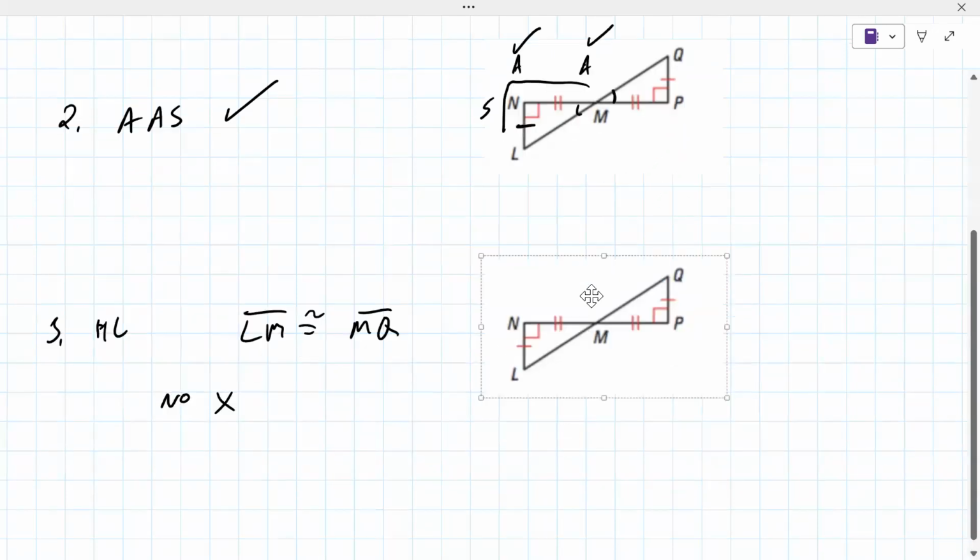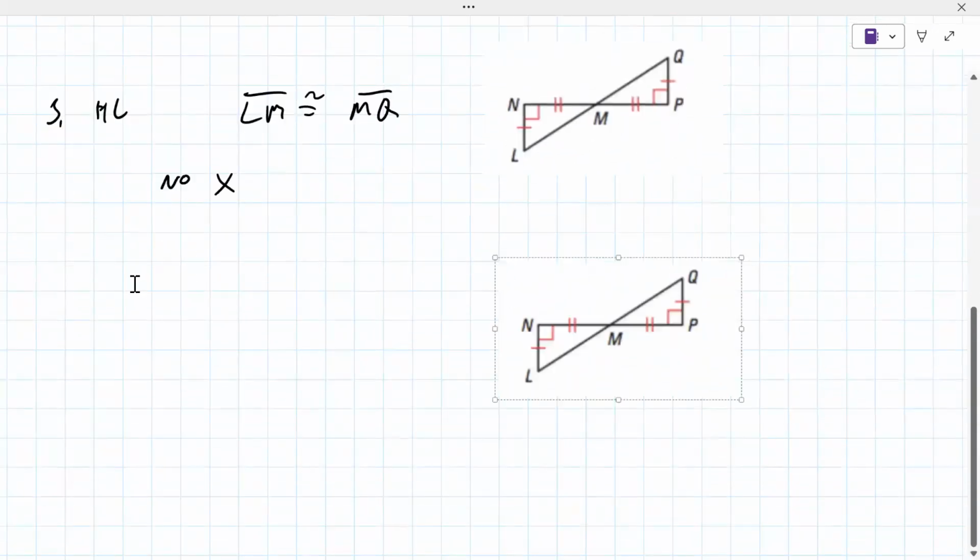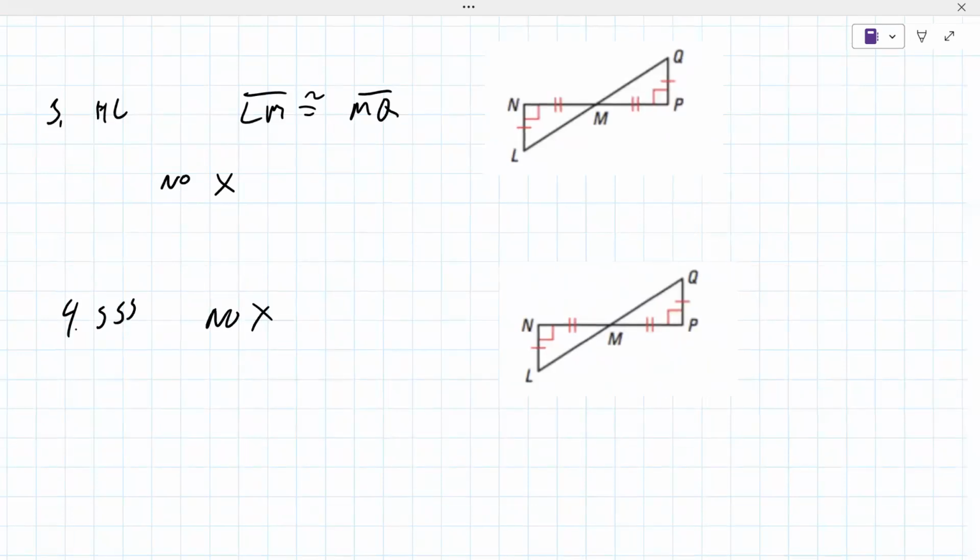Okay, and immediately for number four, it's no. I agree. Four, side, side, side is also no.